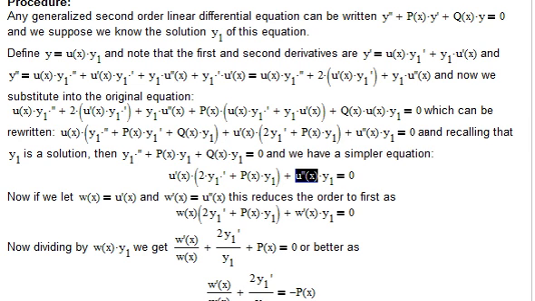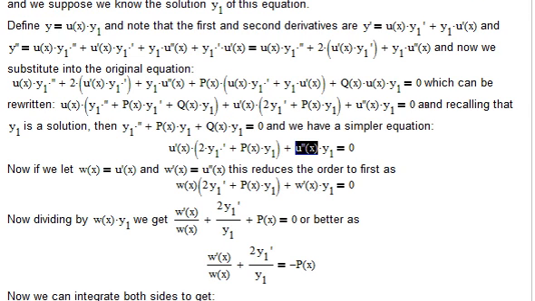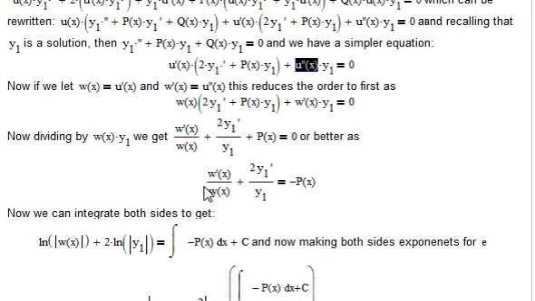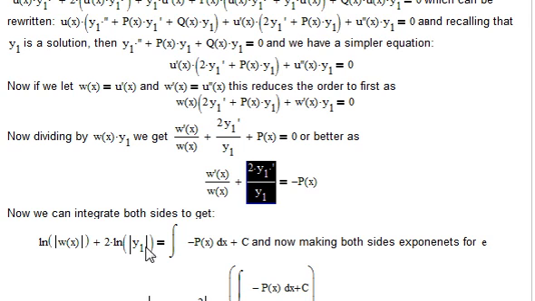And better yet, it's very close to being separable. As a matter of fact, it is separable. Okay, so now we integrate both sides, and integrating this, of course, we just get ln of absolute value of w of x. This one, we get twice the ln of absolute value of y1, and integrating this side, we just get whatever the integral of negative p of x dx is, plus c.